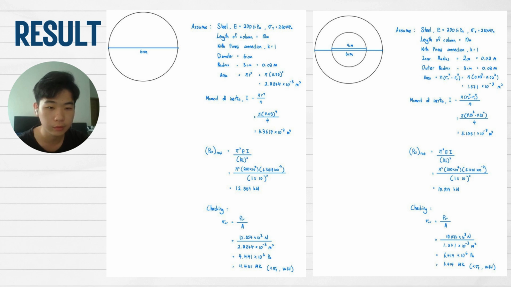And finally, we can get 10.077 kilonewton. And for checking, we have to calculate the bending stress. So we can get 6.414 megapascal.